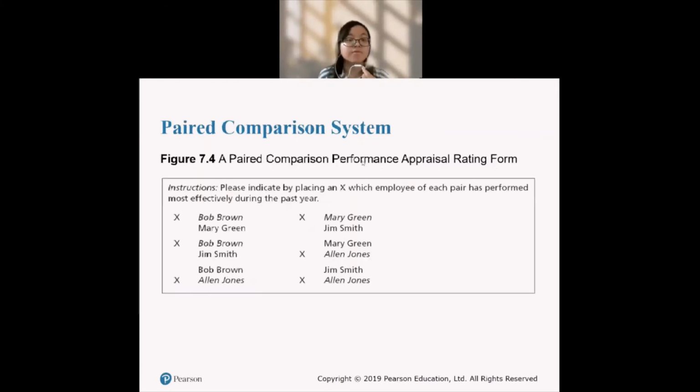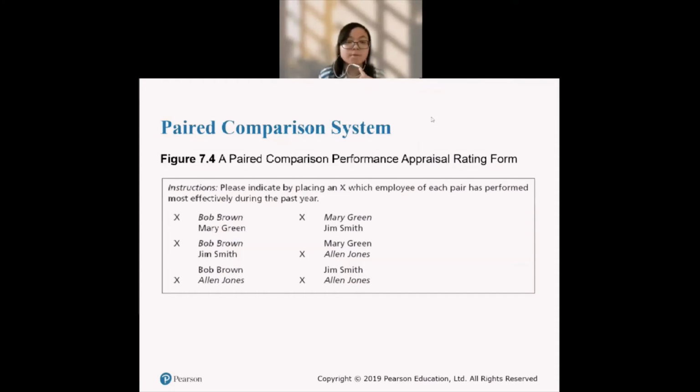Now, moving on to the next slide, which is the pair comparison system. Pair comparison is a variation of the ranking method in which the performance of each employee is compared with that of every other employee in the group. The employee who received the greatest number of favorable comparisons receives the highest ranking. Comparative methods are best suited for small groups of employees who perform similar jobs. They are cumbersome for large groups of employees or for employees who perform different jobs.